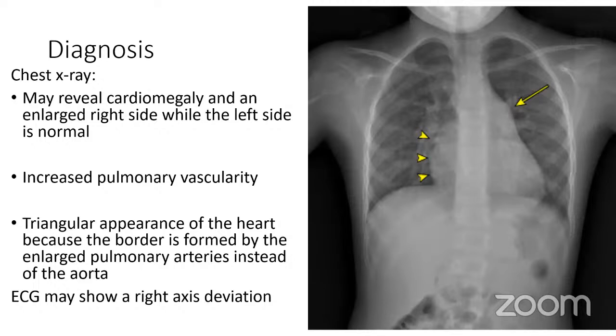On a chest X-ray, cardiomegaly may be noted with an enlarged right side, while the left side is normal. Increased pulmonary vascularity can be appreciated, and a triangular appearance of the heart because the border is formed by the enlarged pulmonary arteries instead of the aorta. ECG may show a right axis deviation.